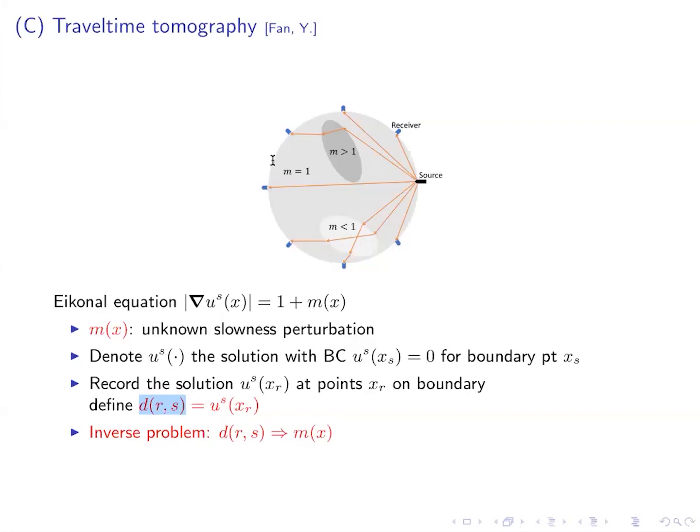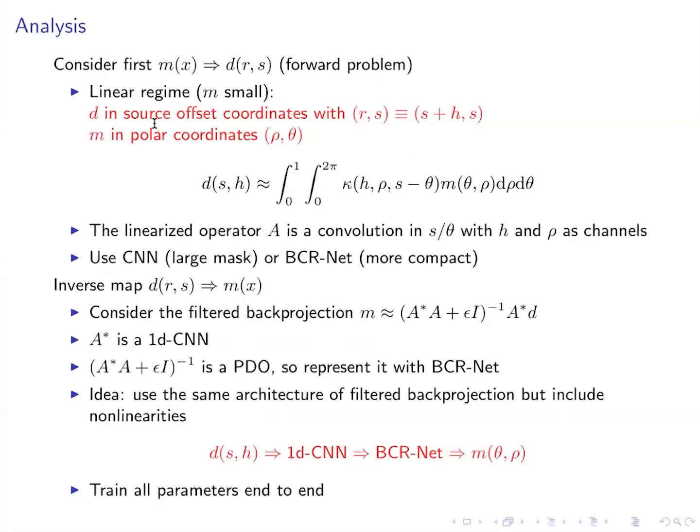Here's a disk. So using the rotation symmetry of the disk, you can write down this D, the data dependence on the media, in this simple convolution form. So it's a 1D convolution in the S and theta variable, this angular variable, where H and rho are treated again as the channels. So this means that we can also use a 1D CNN with multiple channels to represent this forward map A. Again, the rest of the discussion is the same.